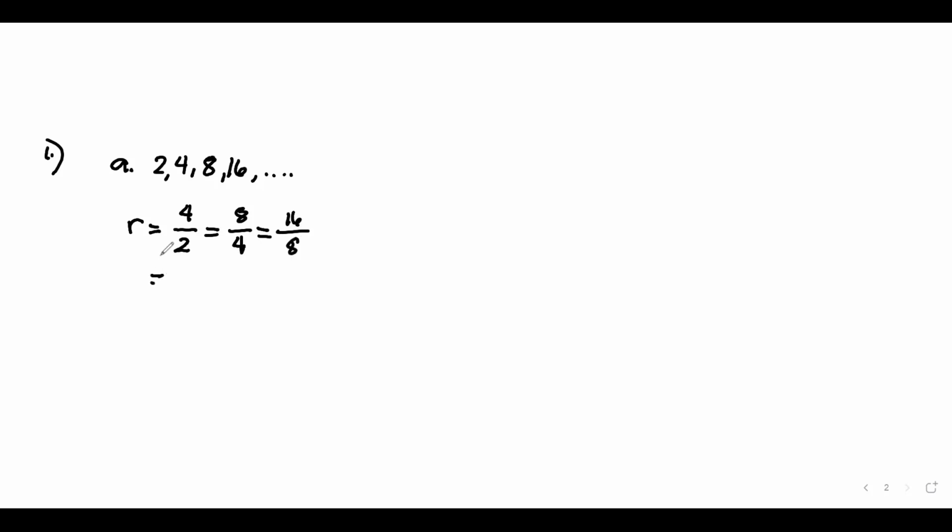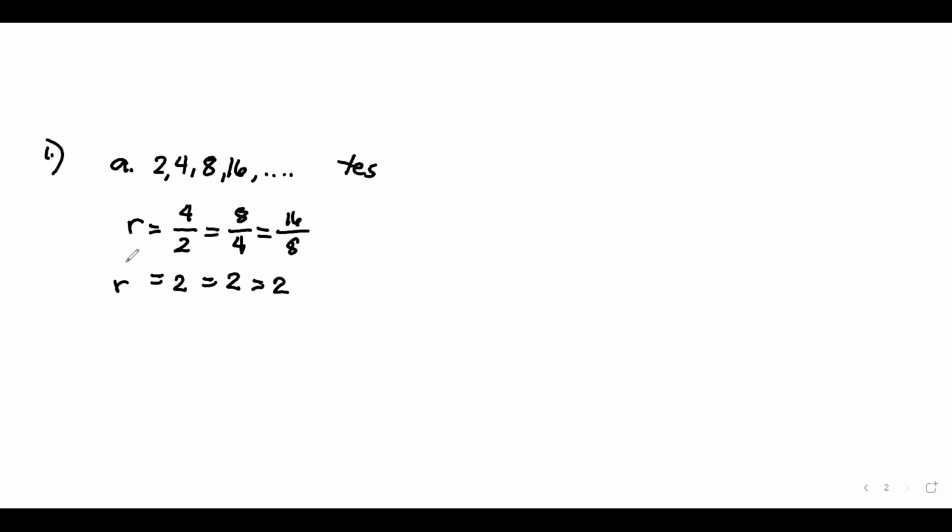Okay, so let's simplify. 4 divided by 2, the answer is 2. 8 divided by 4, the answer is still 2. 16 divided by 8, the answer is still 2. So they have a common ratio. So it's a yes. And how about the formula?